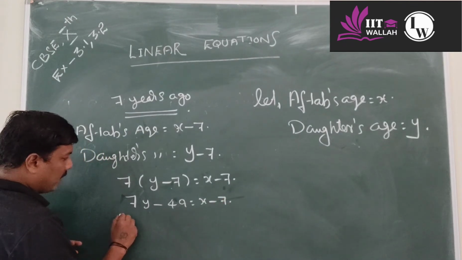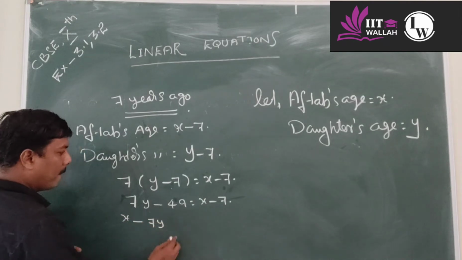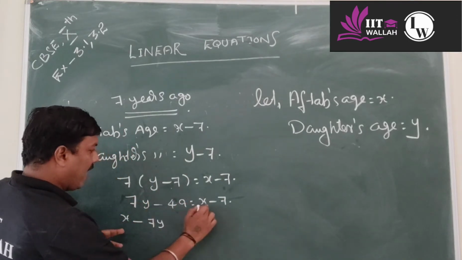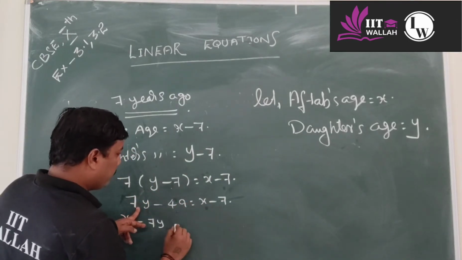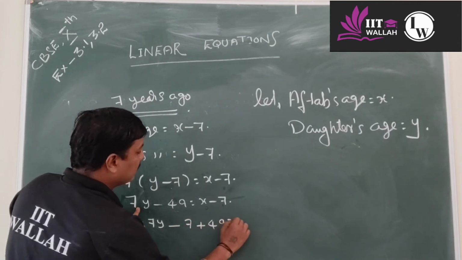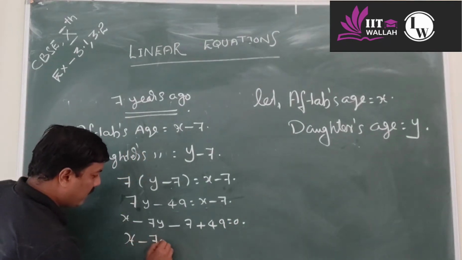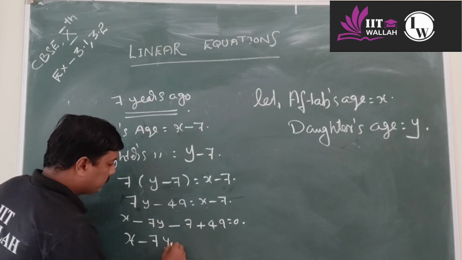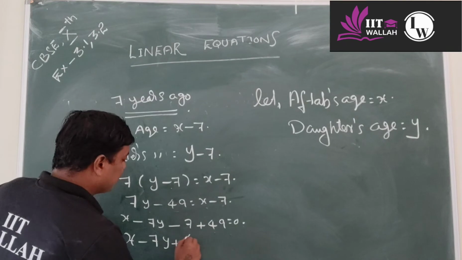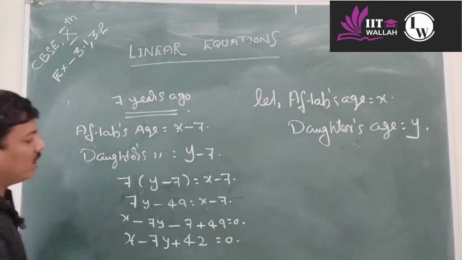And x minus 7y, you take all these terms to the left side. So x minus 7y minus 7 is already there, plus 49 is equal to 0. Now x minus 7y plus 49 minus 7 is 42, is equal to 0. This is our first equation.